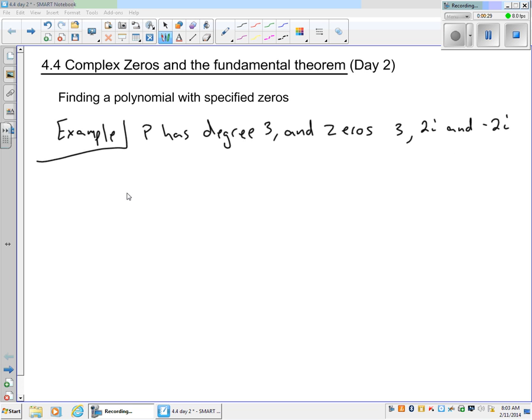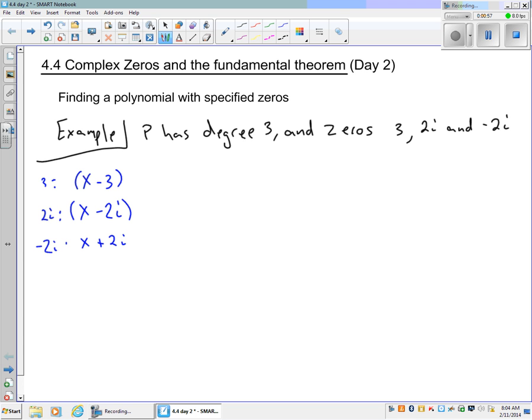And to do that, we would subtract each of these from x. So x minus 3, x minus 2i, and then for the negative 2i, since we're subtracting a negative, it will be x plus 2i. So creating those factors, that one for 3, this one is for 2i, and then this one for negative 2i.